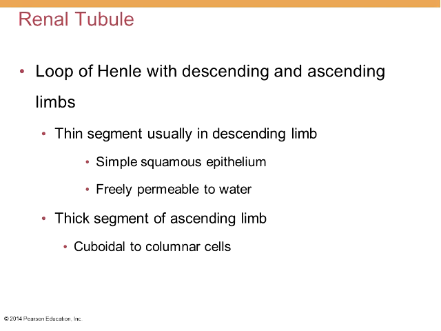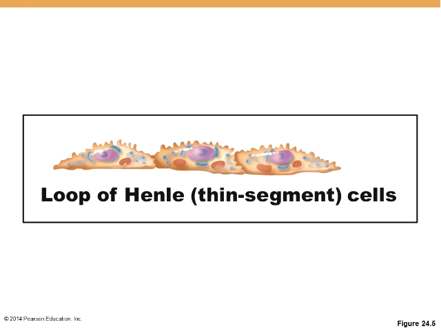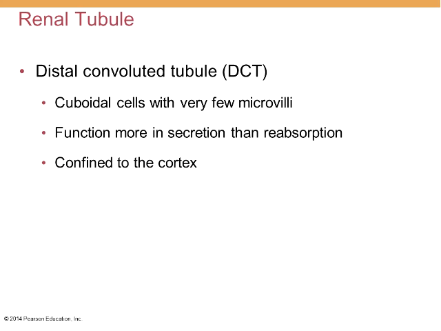The next part is the loop of Henle, the loop at the bottom of the nephron unit. The loop of Henle has a descending loop, and then it goes back up again, the ascending limb. The thin segment, the descending limb, is made of simple squamous epithelium, and it's very permeable to water. The thick segment, the ascending limb, is made up of cuboidal and columnar cells, and it is impermeable to water. So water leaves from the descending segment, but it cannot leave from the ascending segment. We'll see a little more of that information later. There's our loop of Henle, our thin segment cells that we talked about.